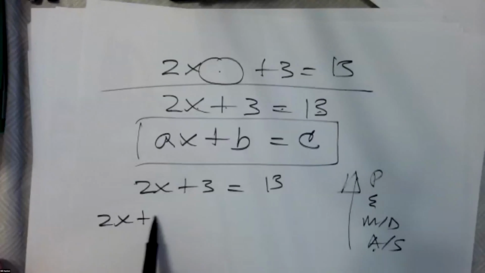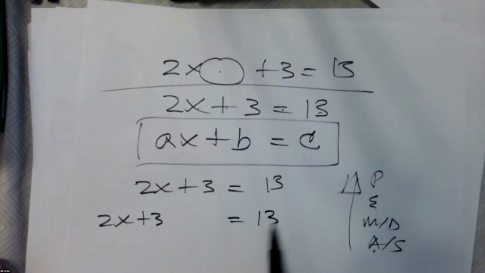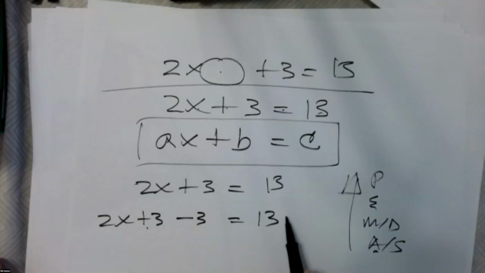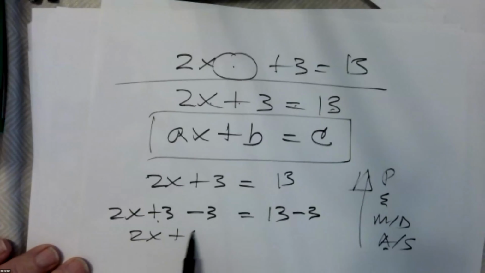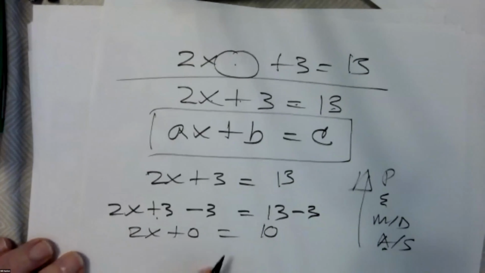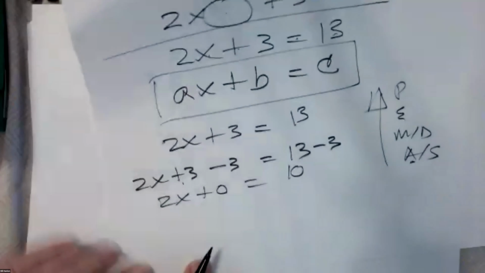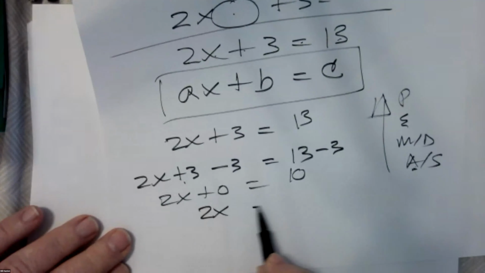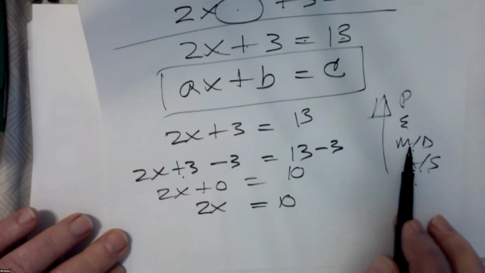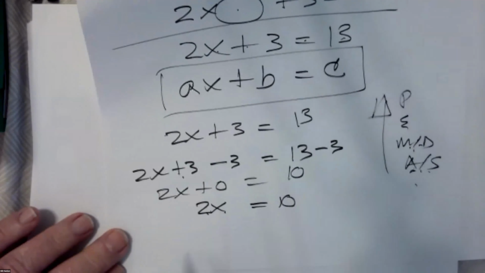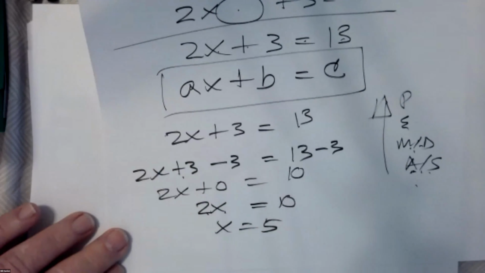So here's my problem, 2x plus 3 equals 13. I have an addition, how do I get rid of it? I subtract 3 from both sides. So now I have 2x plus 0 equals 10. Now, 2x plus 0 is 2x, that's just by identity. So 2x equals 10. I don't have any other addition or subtraction, so I have a multiplication. How do I get rid of that? The opposite. I divide by 2. So x is equal to 5.